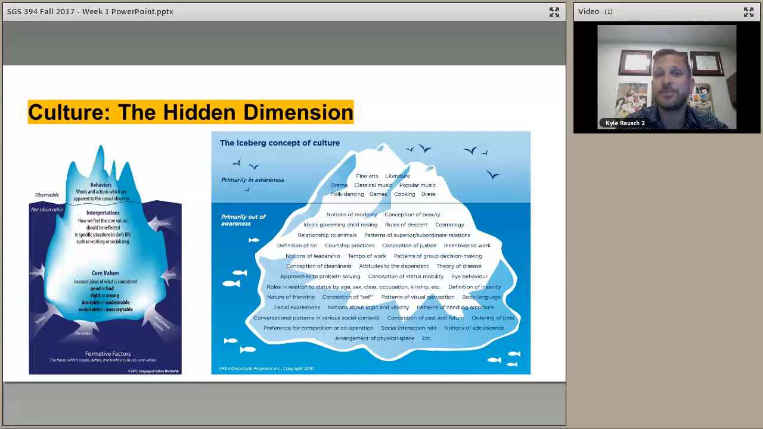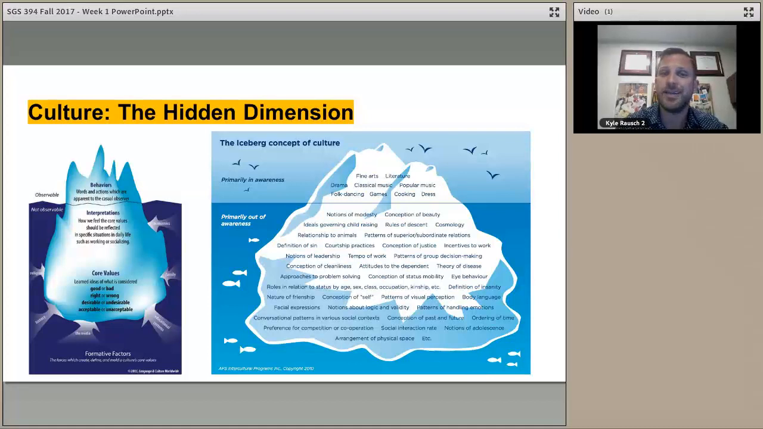However, once we dip below the surface, things begin to get a little more complex. The iceberg on the left introduces these heavier concepts. Many of these unobservable traits of culture are related to a culture's core values. You'll see that these include things such as what constitutes good versus bad, right versus wrong, or what is acceptable and unacceptable.